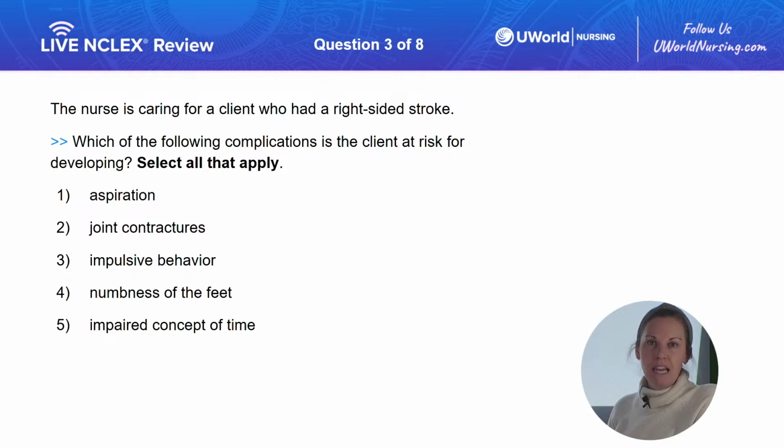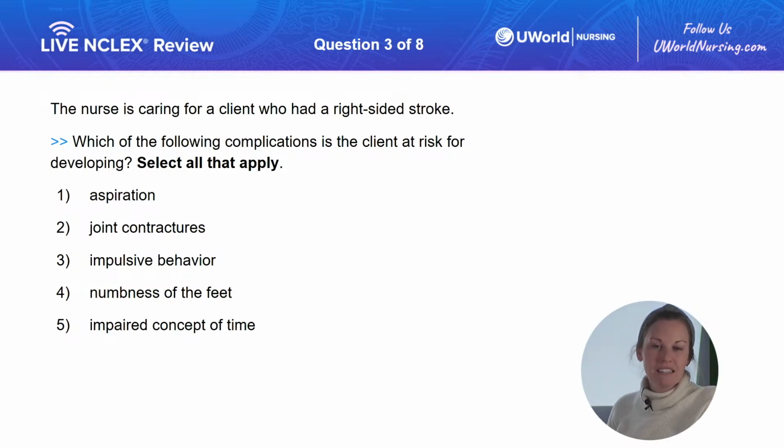Which of the following complications is the client at risk for developing? Select all that apply. Option 1, aspiration. Option 2, joint contractures. Option 3, impulsive behavior. Option 4, numbness of the feet. Option 5, impaired concept of time. All right, go ahead and drop those answers in the chat.